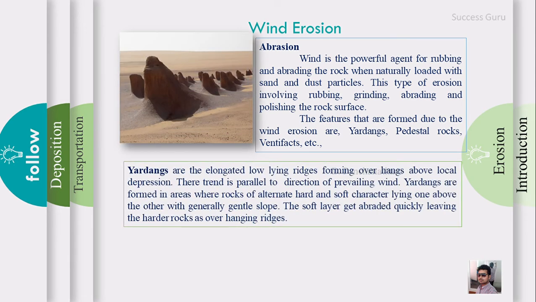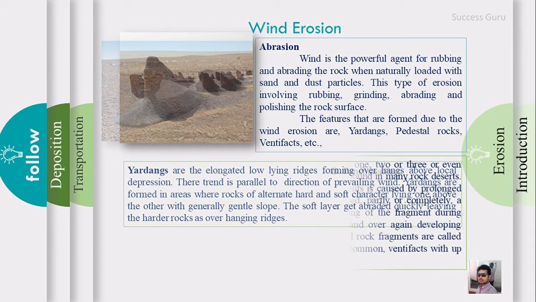So the first one is the yardang, an elongated low-lying ridge forming overhangs above the local depression. The trend is parallel to the direction of the prevailing wind. Actually, yardangs are formed in areas where rocks of alternate hard and soft character lie one above the other with generally gentle slope. The soft layer gets abraded quickly, leaving the hard rock as overhanging ridges.